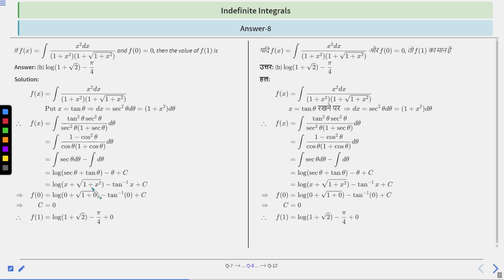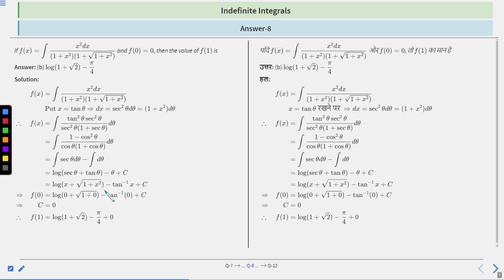Now you can put x as tan theta. Therefore, you can write log (x plus root over 1 plus x square) minus theta, and theta is tan inverse x, plus c. Now it is given that f(0) is equal to 0. By putting f(0) equal to 0, you will get c equal to 0, right? Therefore, f(x) is equal to log (x plus root over 1 plus x square) minus tan inverse x.